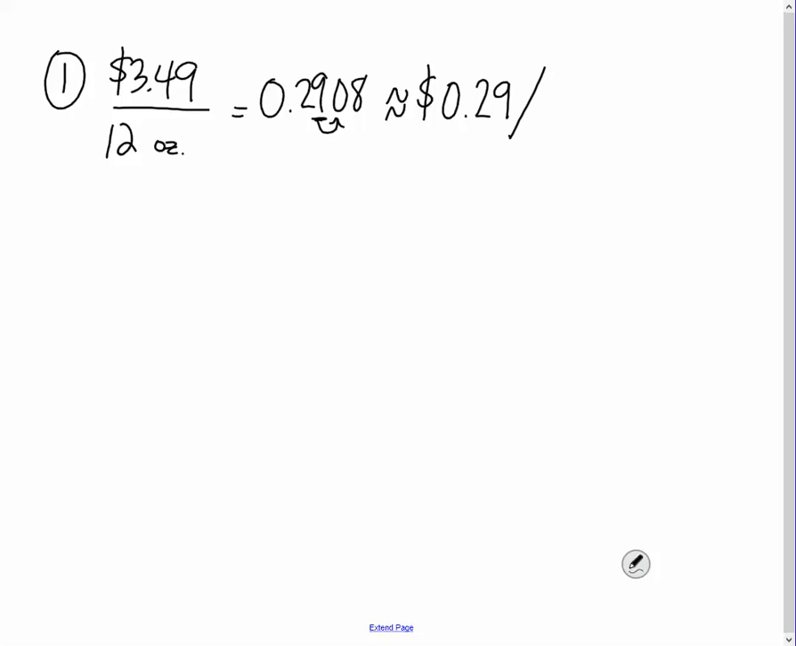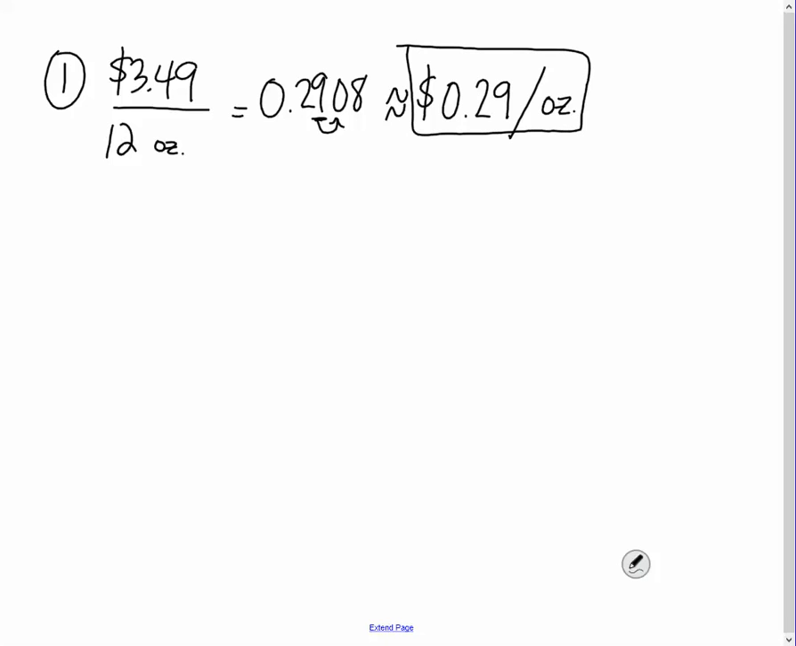Isabella? Per ounce. Beautiful. All right, and then draw a box around your answer. All right, I'm going to let you guys do your next one on your own. We'll come back with the answer in a moment.